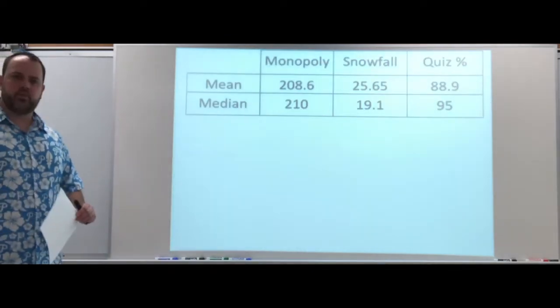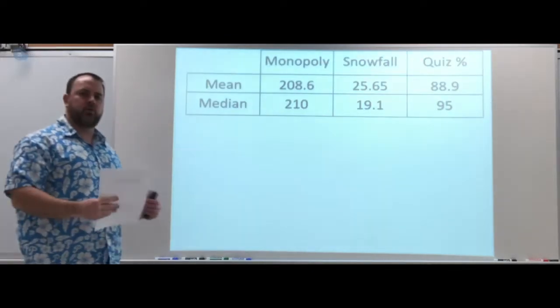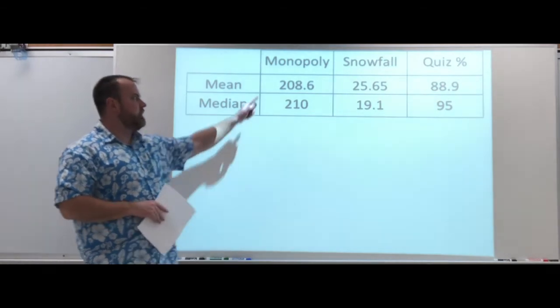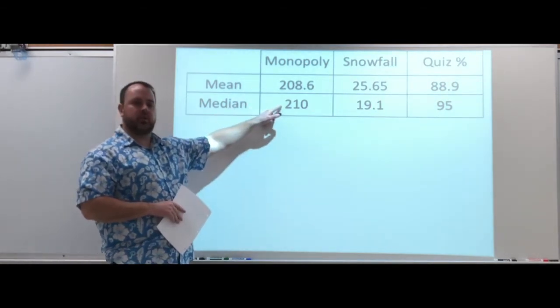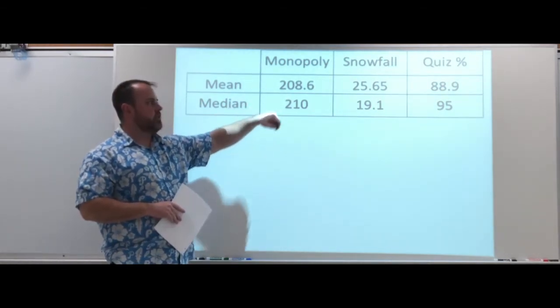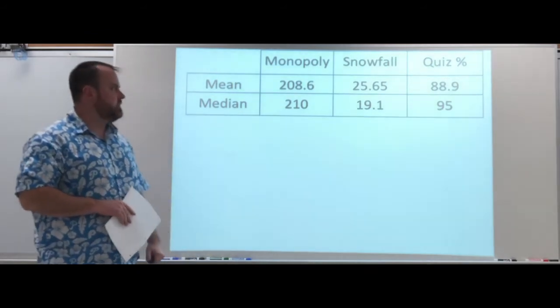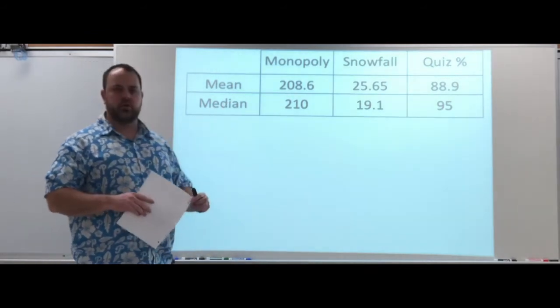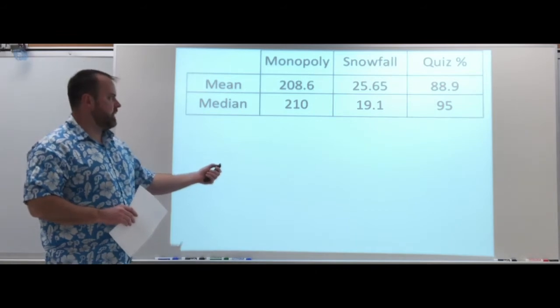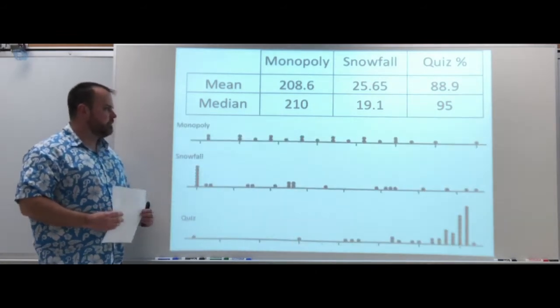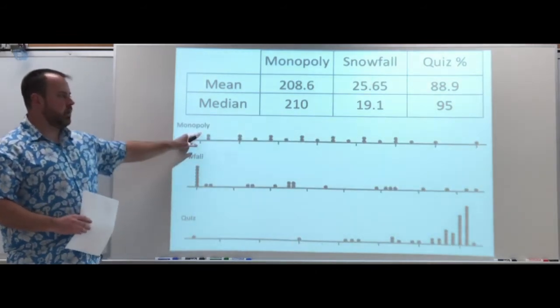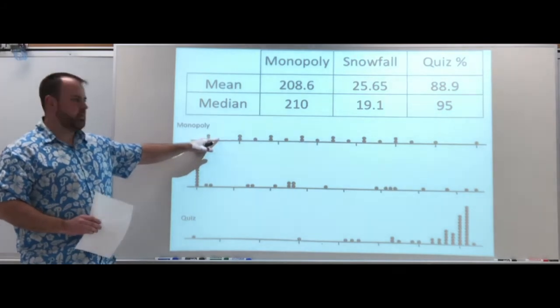So here's three data sets that we looked at before we looked at their dot plots. We looked at the monopoly prices for the properties, the snowfall in inches for cities, and then quiz scores. And here's a dot plot that went with those. Okay? Now if we look at the monopoly one, this is the most symmetric shape that we have.